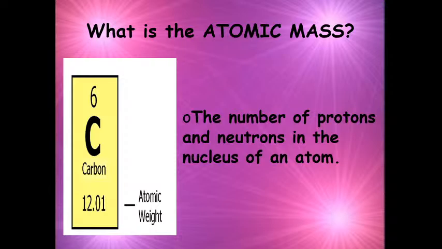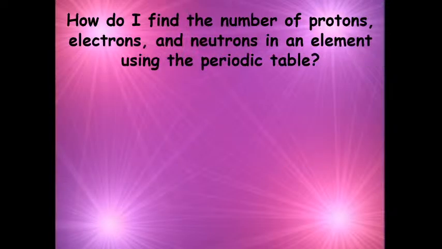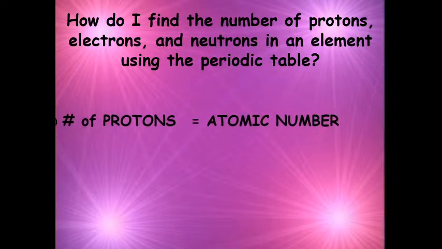So you can see from so many things we can gather a lot of information about any element regarding its mass, atomic number, weight, symbol. Right. So how do we find the number of protons, electrons, neutrons in an element using the periodic table?